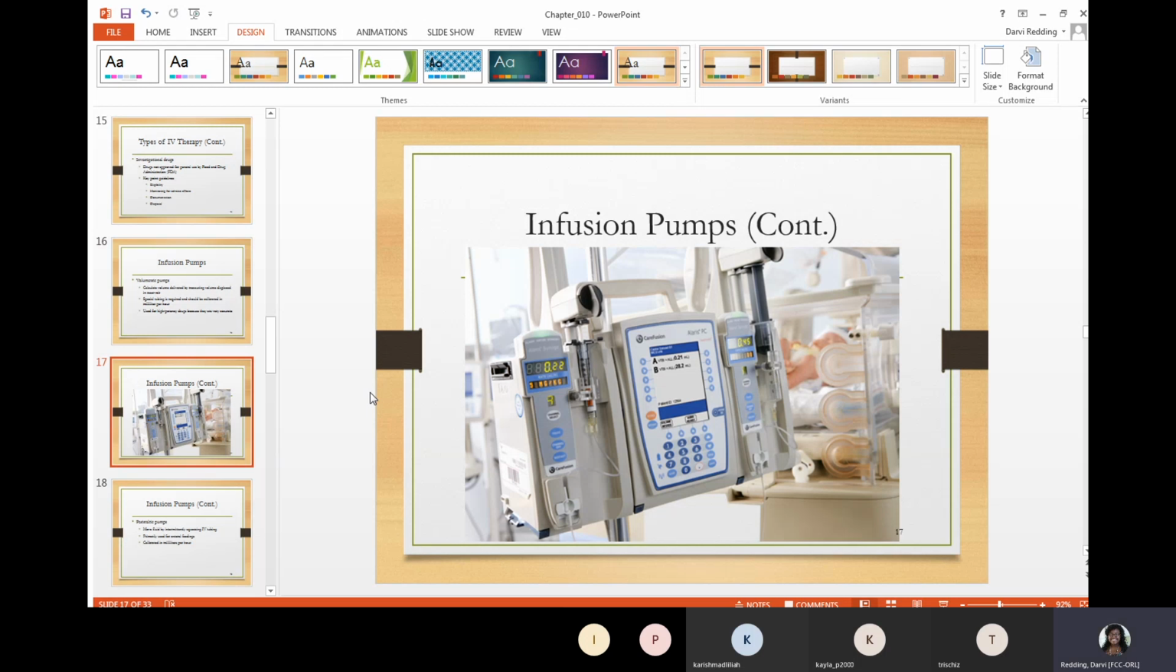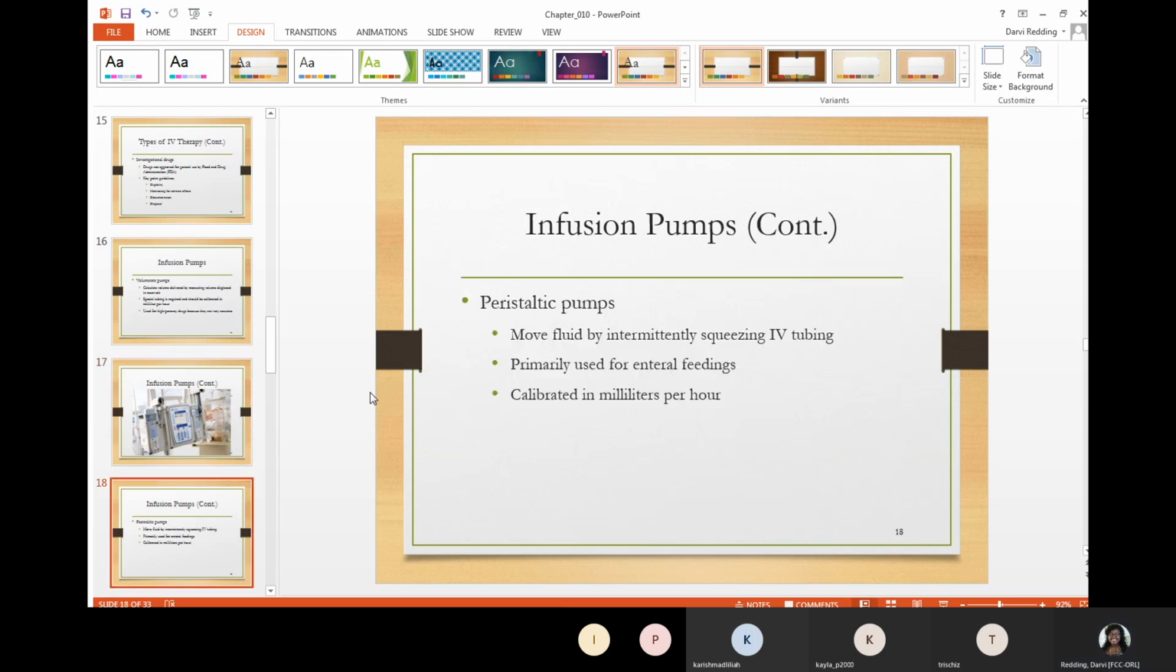The volumetric pumps, again, calculate the volume delivered by measuring the volume that's displaced in the reservoir. So now that we've talked about the volumetric pump, we'll next talk about the peristaltic pump. Now with the peristaltic pump, those move the fluid by intermittently squeezing the IV tubing. These types of pumps are primarily used for enteral feedings, and they are also calibrated in milliliters per hour.